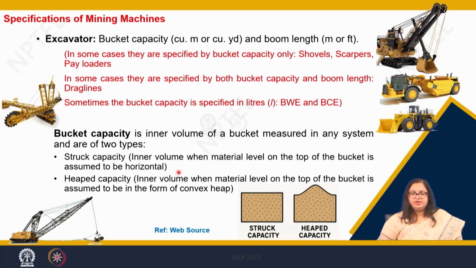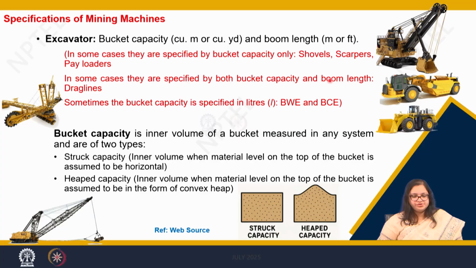However, even though the jar is filled with the sugar, if you try to pour more sugar into the jar, there will be a heap that would be formed on the top of the brim, which we call the heap capacity. It is the inner volume when the material level on the top of the bucket is assumed to be in the form of a convex heap. So, if you can see here, it is a convex heap that you see on the top of the bucket, which we call the heap capacity.